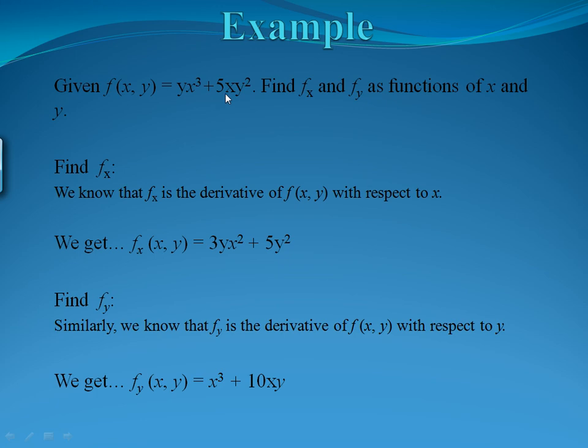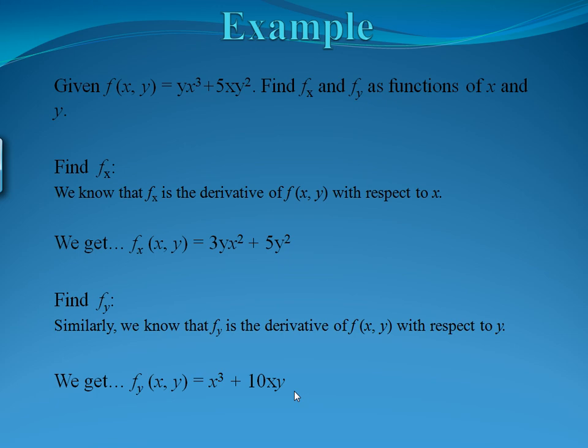For the second term, we have a y squared, and x is a constant. So 5x is the constant that's multiplying in front. So again, the 2 will come down and multiply the 5x, giving us a 10x. Subtract 1 from the power, and we get 10x y to the 1 power. So our partial derivative with respect to y is x cubed plus 10xy. Again, I want to point out that the partial derivative with respect to x is not the same as the partial derivative with respect to y.